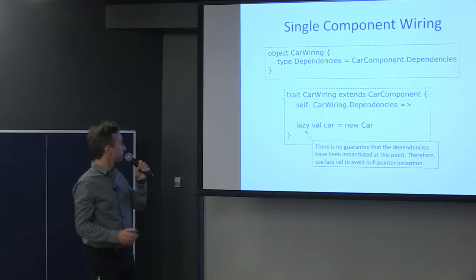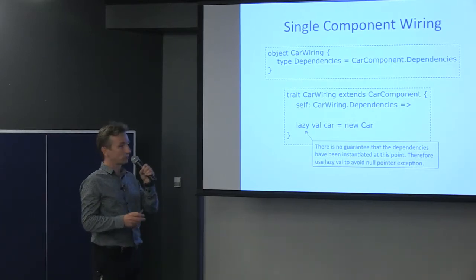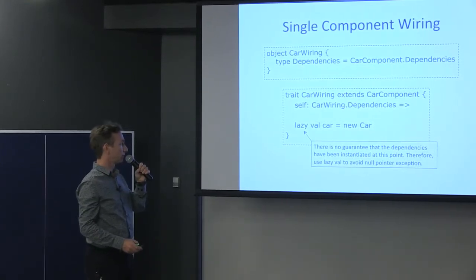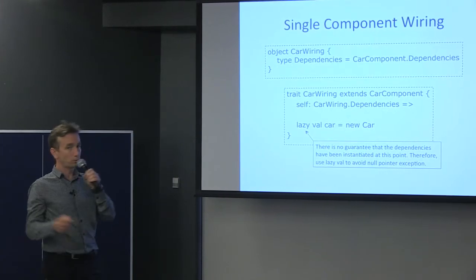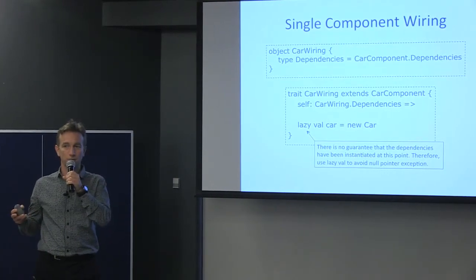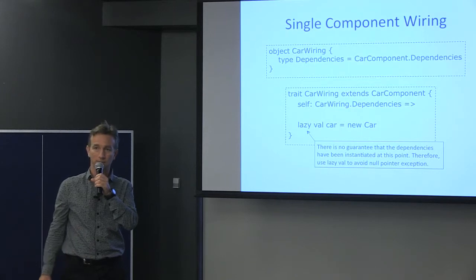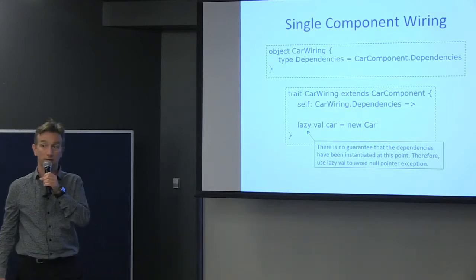Okay, so because we're specifying the actual implementation of vehicle there, and the lazy there is because when we wire up all these components, there's no guarantee in which order the vals are going to be wired up. So if we put lazy there, that avoids having to think about the order in which things are wired up, and it will guarantee we won't get any null pointer exception.